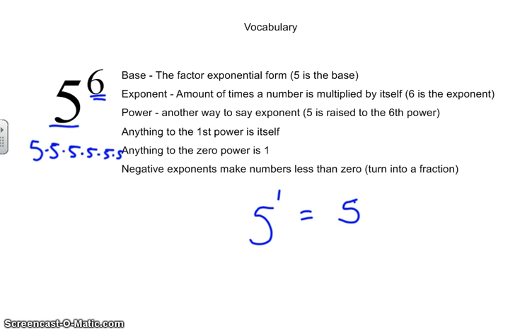And negative exponents turn the numbers into less than 1. So that's how many times you will divide it by itself. So in other words, if this was 5 to the negative 2, that means I would divide 1 by 5 2 times. That would be equal to 1 over 5 times 5, or 1 over 25.